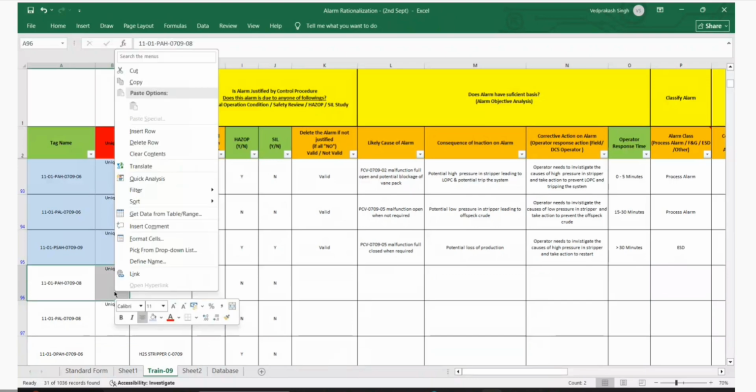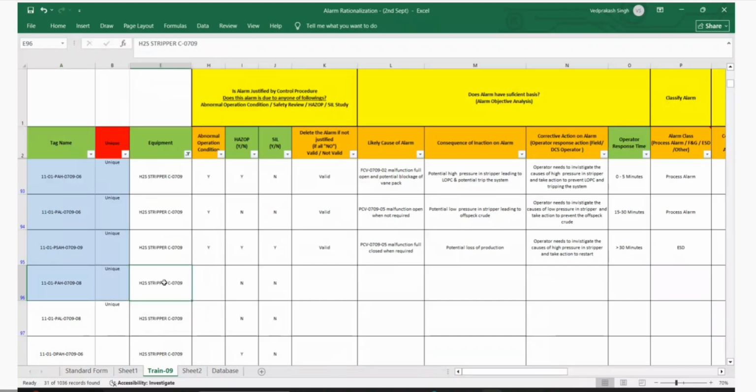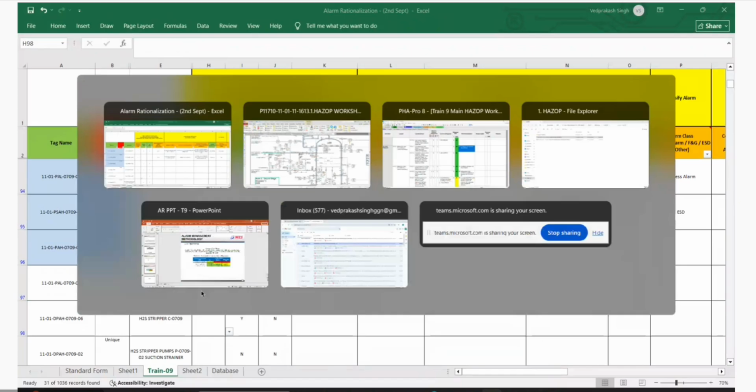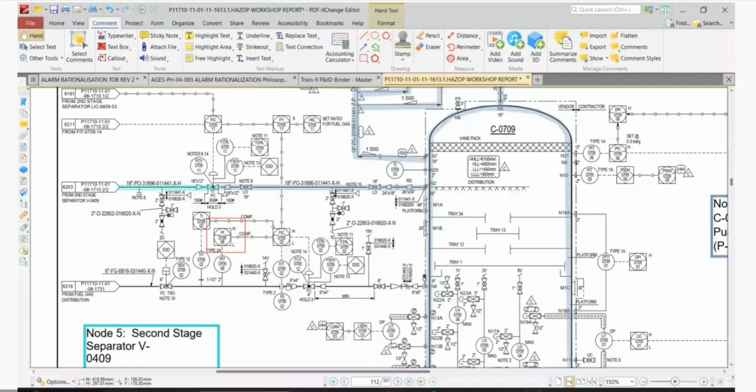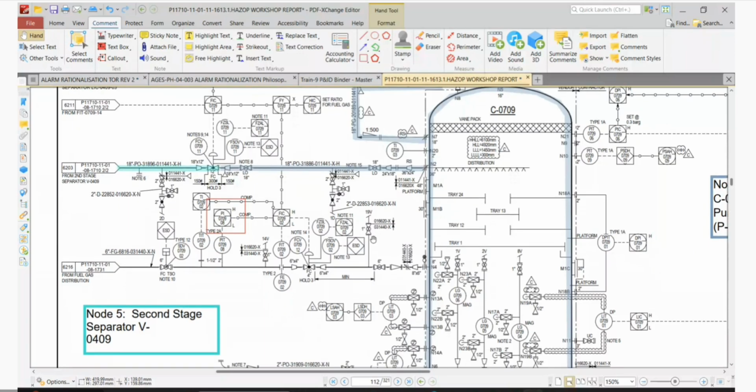Okay, so let us review this unique one. So valid. Did we take it in Hedgehog? Let us see. And where will it be in Hedgehog? I think 070908, yeah. This will be which PNID? Which node?